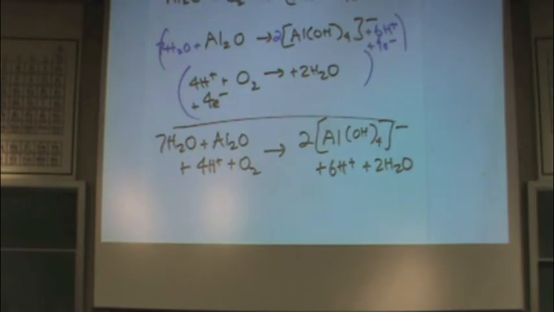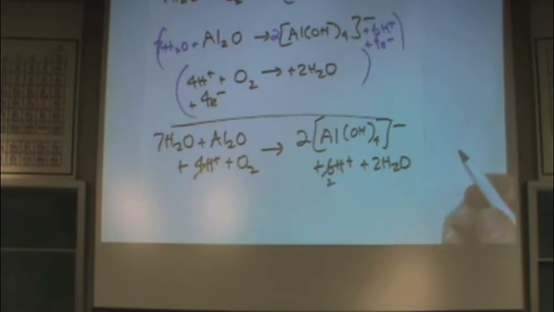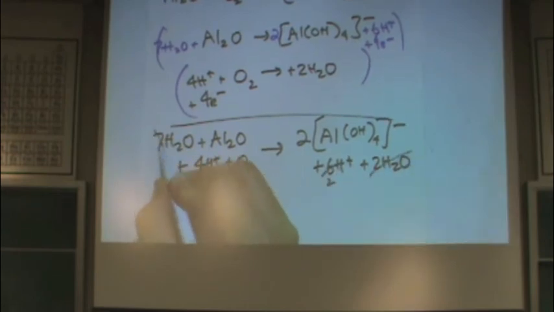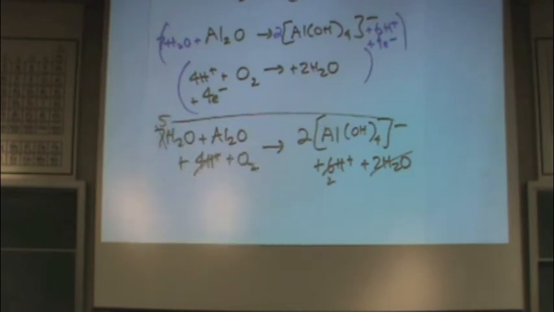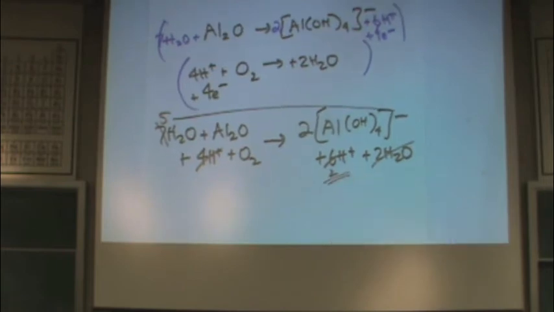I wanted this in basic conditions. Oh, I can cancel a couple things. I can cancel the H+. There's 2 here, and there's 2 waters that I'll cancel to make 5 on the left. That would be the acidic conditions answer. For the basic conditions answer, I'd have to identify that H+, there's 2, and add that number of OH minuses to both sides. So let's do that.